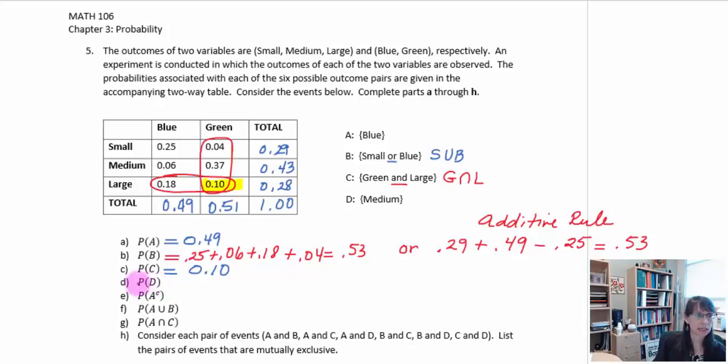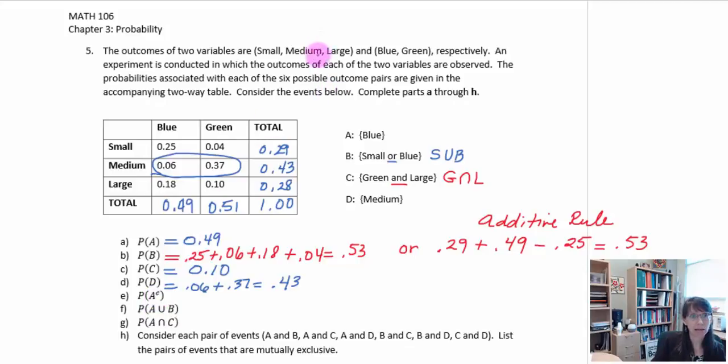Next, for part D, we're looking at the probability of event D. Event D says medium. So let's erase what we already have on our two-way table, and we're looking just for medium. Well, we've already found the sum. 0.06 added to 0.37 makes 0.43. Now part E is a little more involved. It says the probability of A complement. So what that means is the probability of event A not occurring.